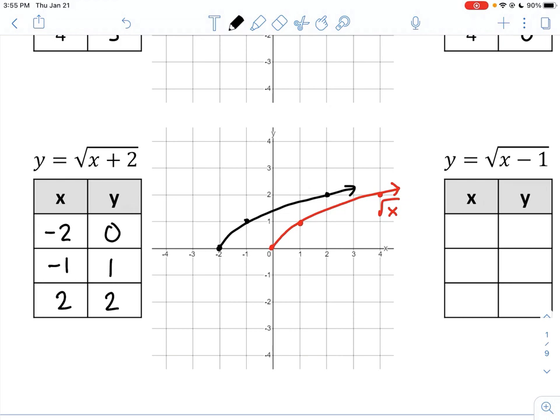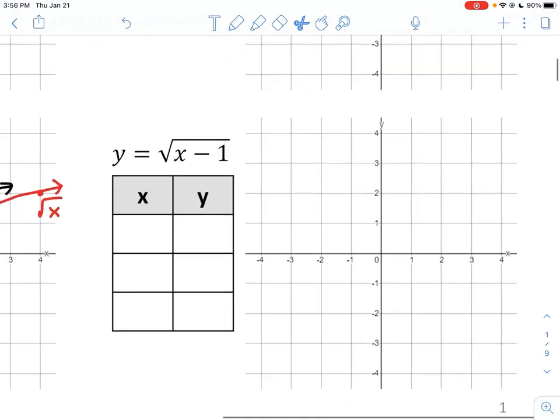So putting the plus 2 inside the radical meant that we needed to use x coordinates that were 2 smaller than what we would have used otherwise to get these convenient outputs in order to compensate for that plus 2. So the net effect was that we had to shift left 2 units.